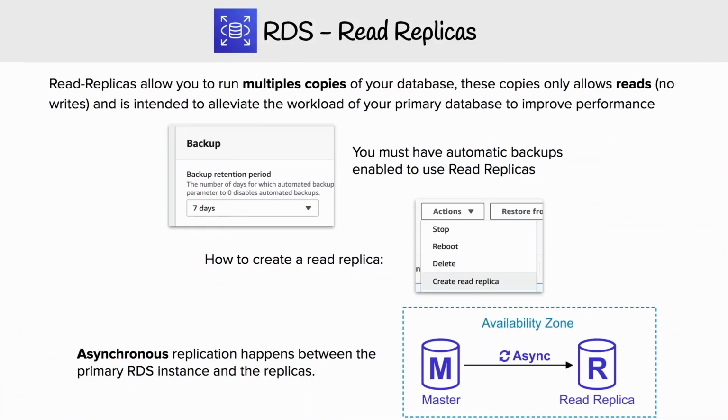So now we're going to take a look at read replicas, and they allow you to run multiple copies of your database. These copies only allow reads, so you can't do writes to them, and it's intended to alleviate the workload of your primary database, also known as your master database, to improve performance, okay? So in order to use read replicas, you must have automatic backups enabled, and in order to create a replica, you're just dropping down actions here and hitting create read replica. It's easy as that, and it uses asynchronous replication between your master and your read replica.